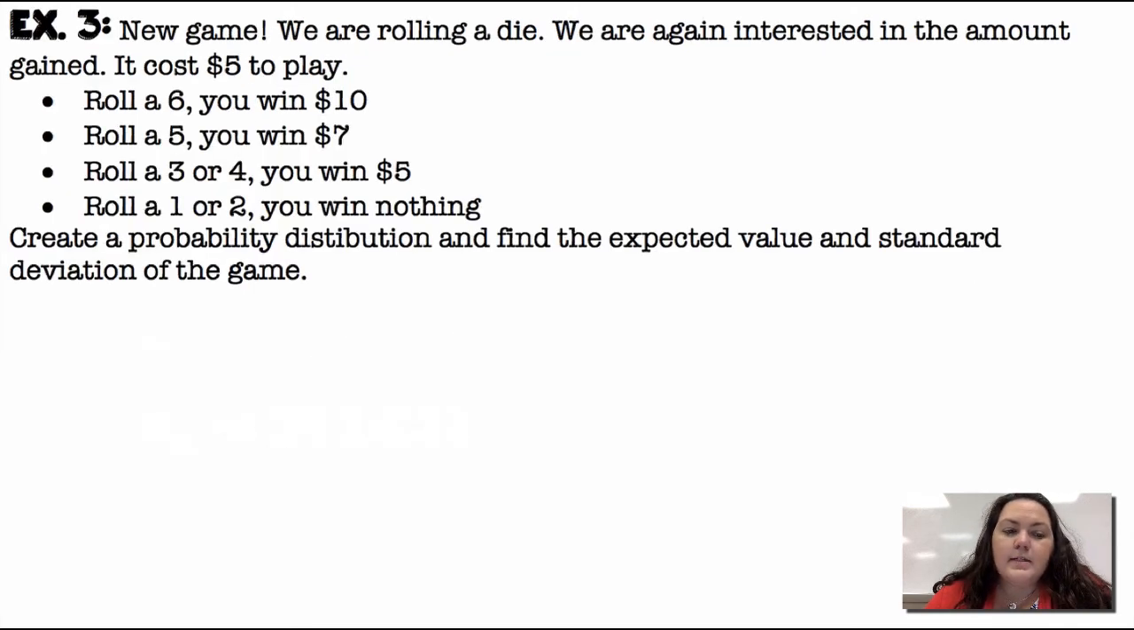All right, example 3, a new game. You are rolling a die. You are again interested in the amount gained. It costs $5 to play. If you roll a 6, you win $10. If you roll a 5, you win $7. If you roll a 3 or a 4, you win $5. If you roll a 1 or a 2, you win nothing. Create a probability distribution and find the expected value and standard deviation of the game.